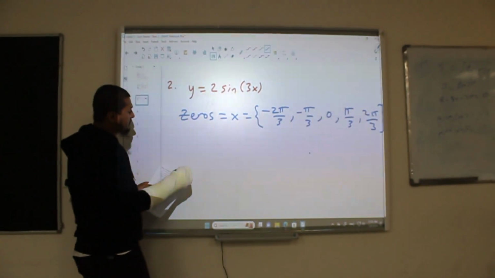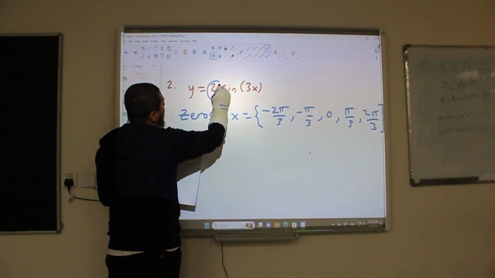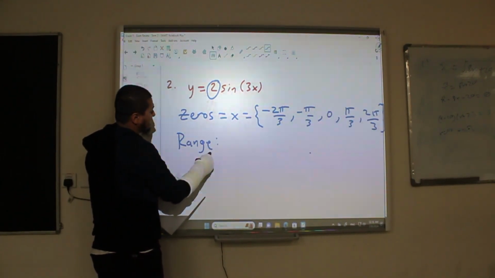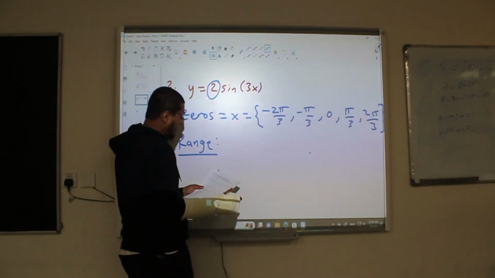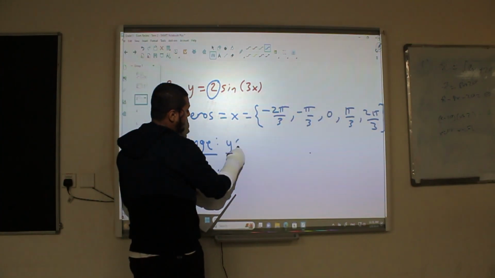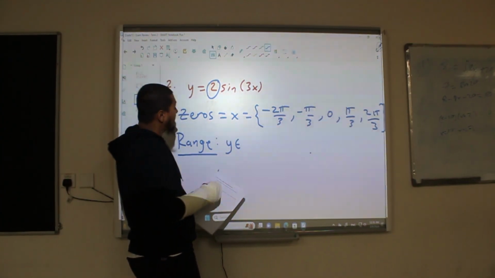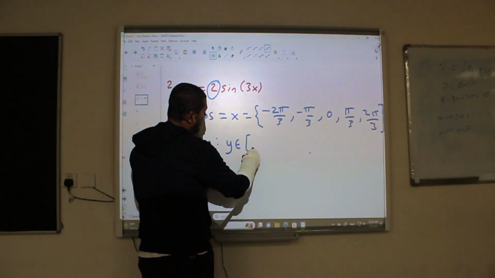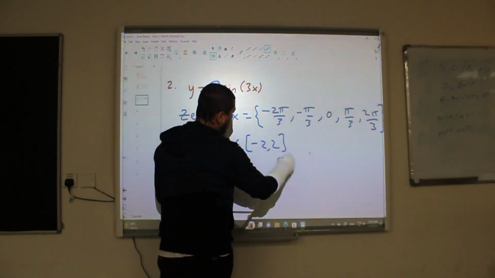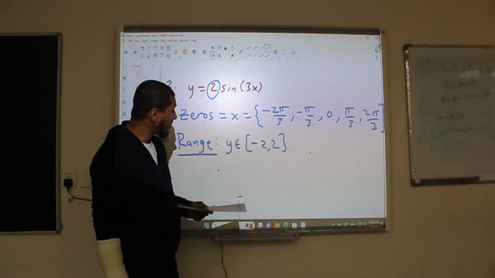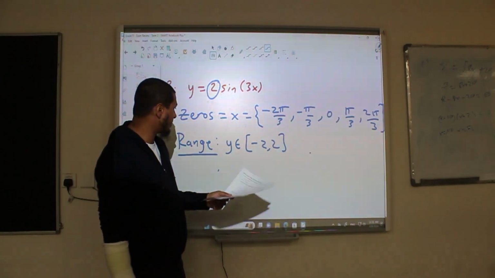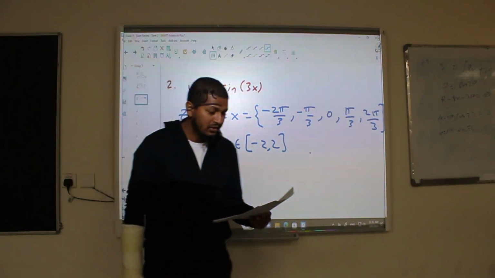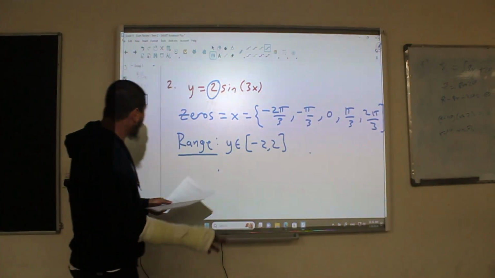What's the range of that function? We can figure out the range from the graph. There are no transformations at the end of the graph, so we can say range is y is an element. The best way to find a range is to look at the graph if it is given. So y is an element from -2 to 2. Looking at the graph, we can analyze this function, find the zeros and the range. Moving on to question 3.